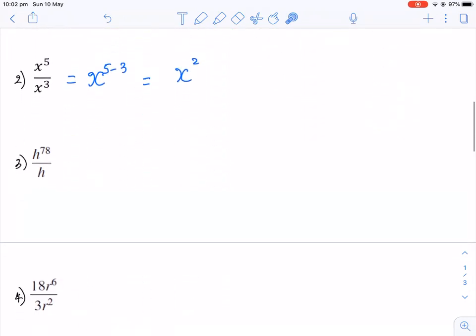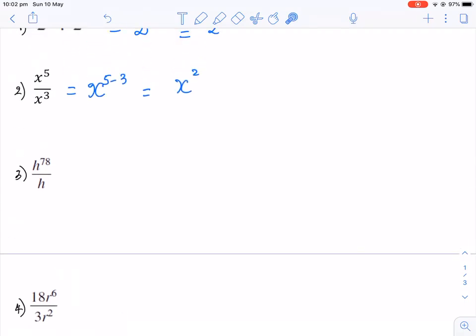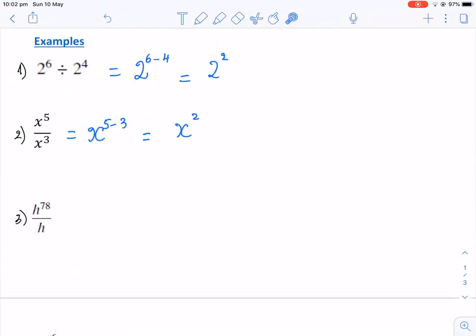Now, from question 3 onwards, we will apply the second index law straight away. Example 3: h to the power of 78 divided by h. You can see here, this one is in index form and they have the same base. But how about the second one, is it in index form? Yes, it is. It is h to the power of 1. And your answer is h to the power of 78 take away 1, equals h to the power of 77.